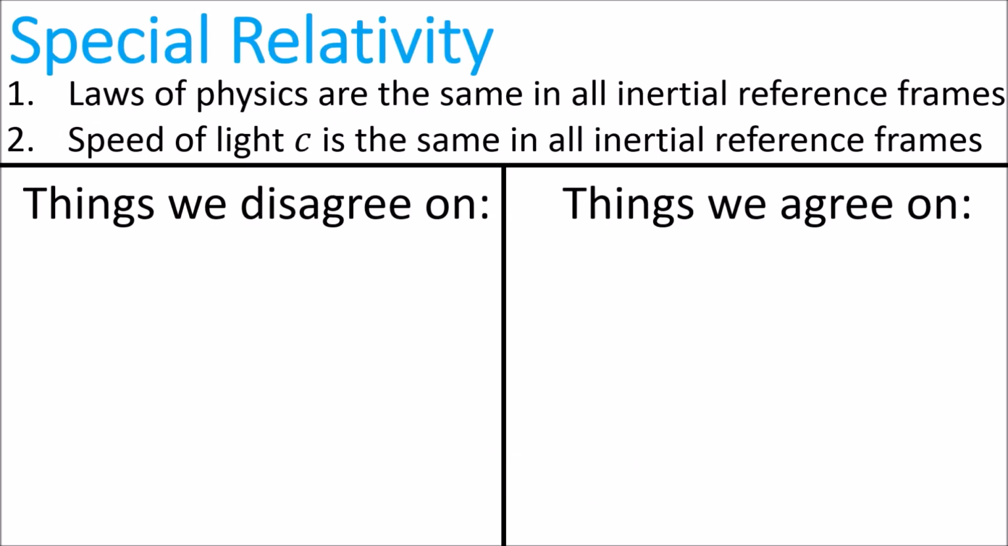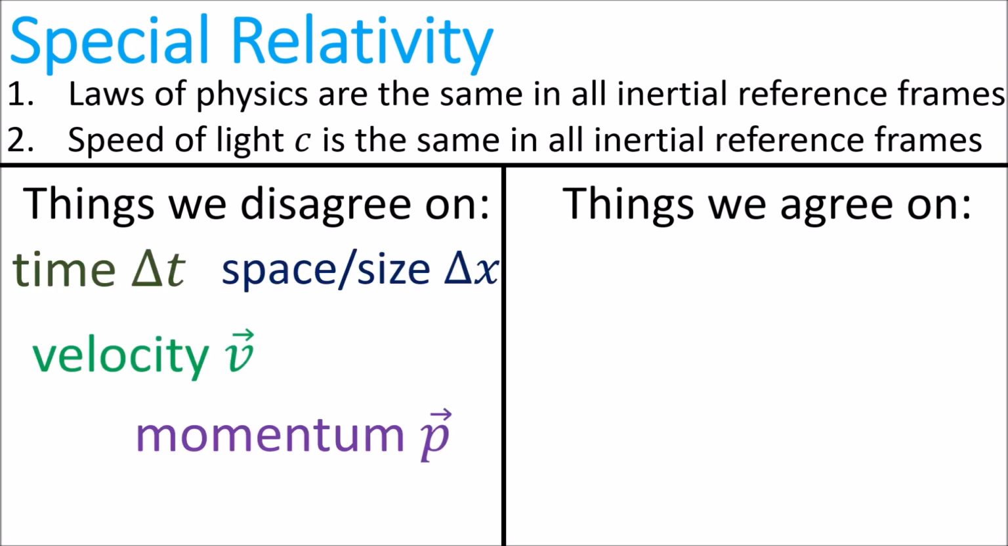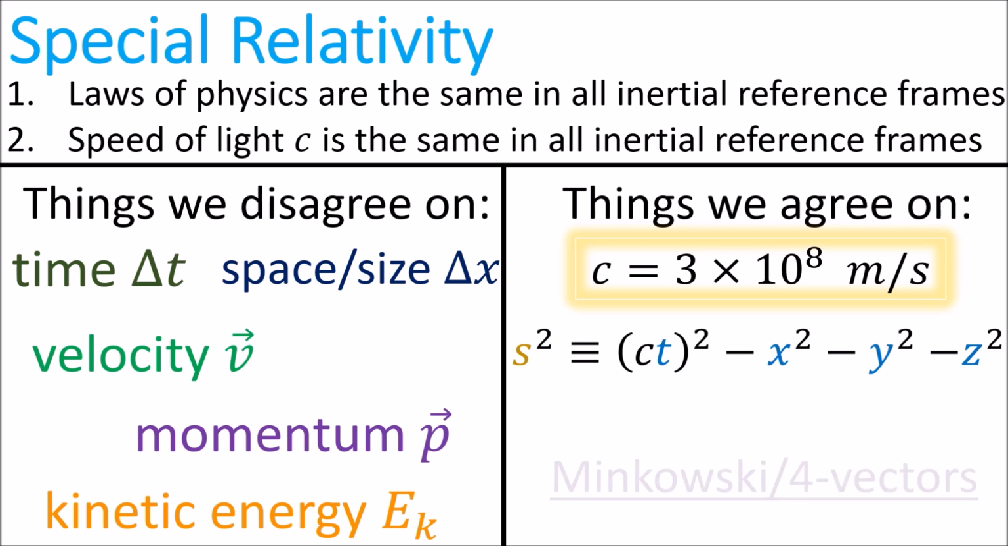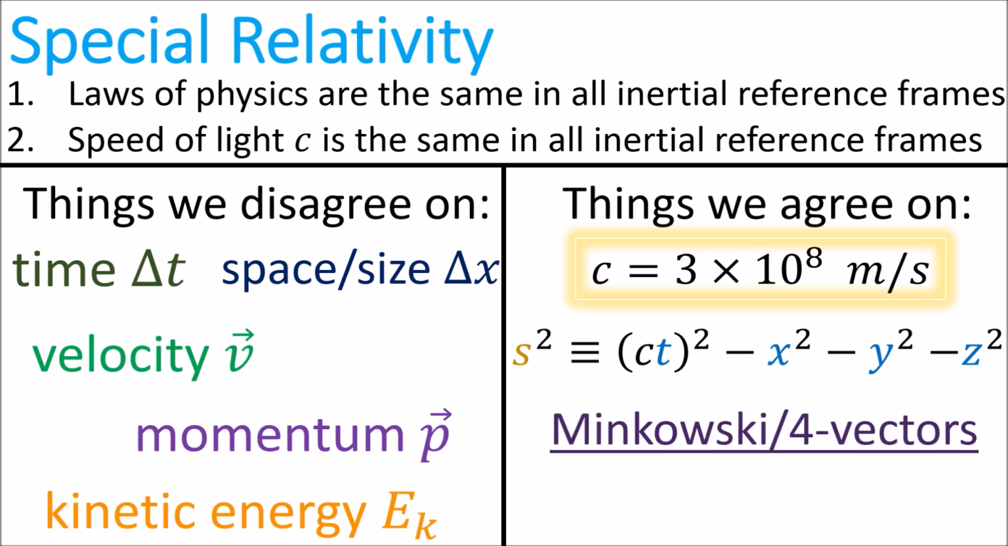In special relativity, we found that different observers disagree on many physical quantities, like time, space, velocity, momentum, and kinetic energy. In previous videos, we found that all inertial observers agree on the speed of light in a vacuum c and the spacetime interval s squared. In this video, we're going to introduce the idea of Minkowski vectors, also called 4 vectors, which are vectors in spacetime that all inertial observers agree on.